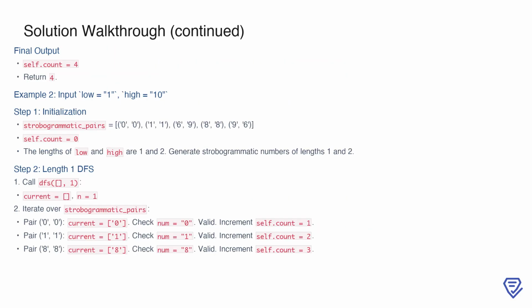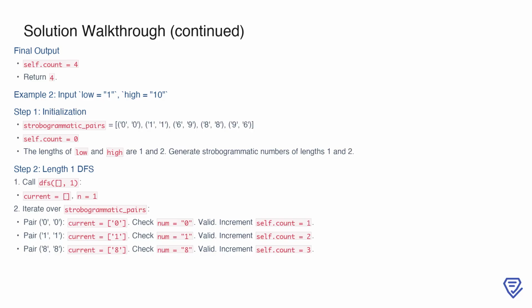After completing the DFS for all required lengths, we find that the total count of valid strobogrammatic numbers for the given input range low equals 50 and high equals 100 is 4. This value is stored in self.count, and we return it as the final output.